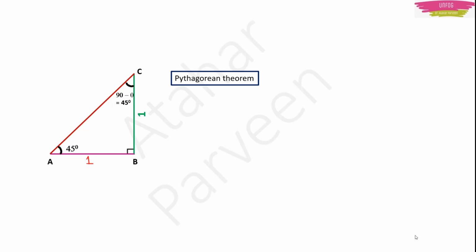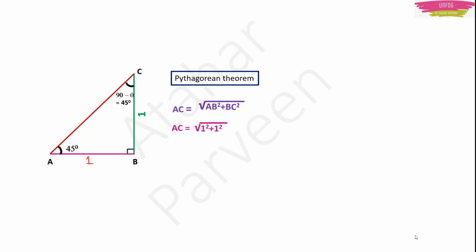Then I can apply Pythagoras theorem here, right? What does Pythagoras theorem say? It says that in this right angled triangle, the hypotenuse is equal to the square root of the sum of the squares of the other two sides. Means here AC is equal to square root of AB square plus BC square. Now I can substitute the values and find the value for the hypotenuse, right?